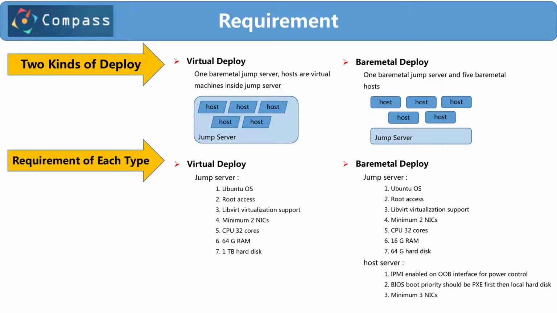The requirements for the jump server for bare metal deployment are almost the same as before, except that the jump server for bare metal deployment only needs 16 GB RAM and 64 GB hard disk.